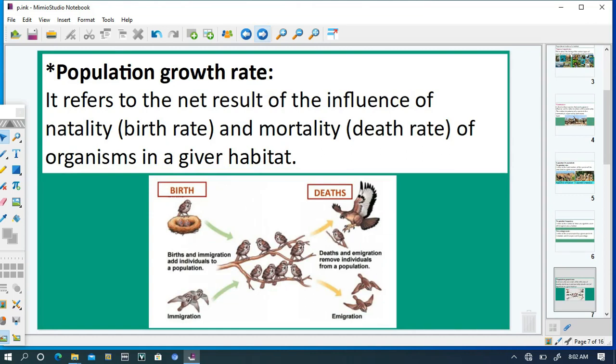Population growth. Population growth refers to the net results of the influence of the birth rates and death rates of organisms in a given habitat.